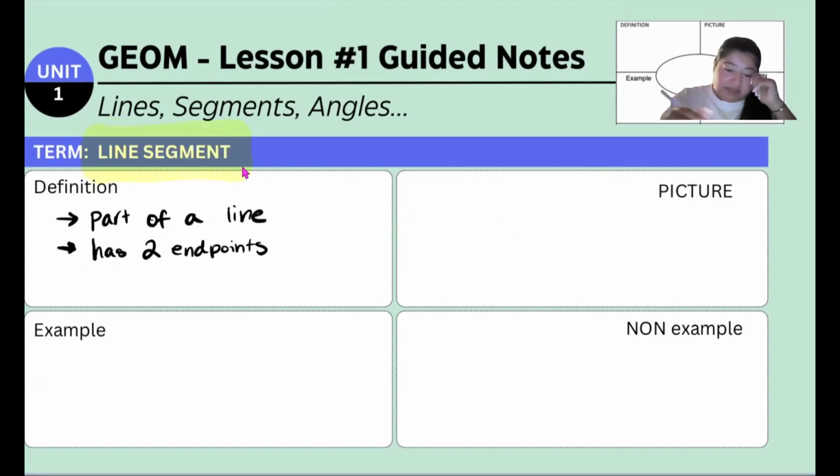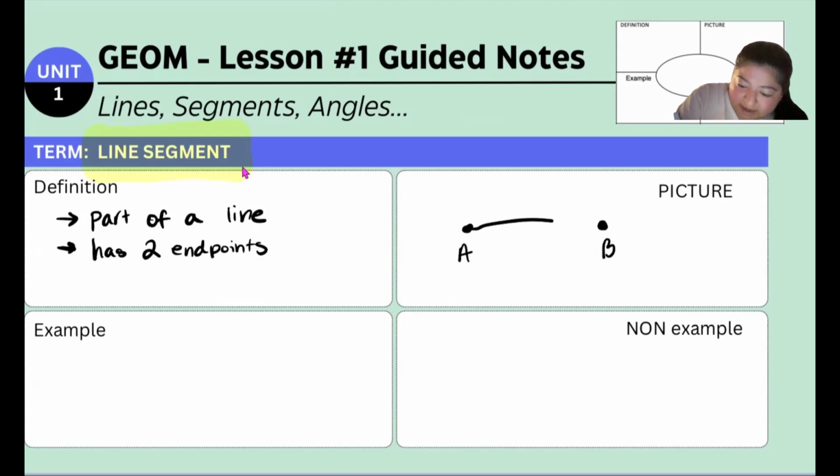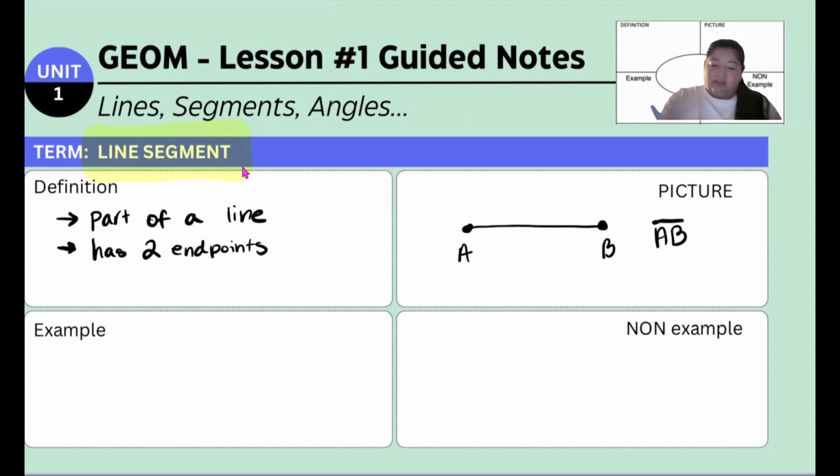Okay, so we're gonna draw a quick picture. What does that look like? It is a part of a line. So it has 2 endpoints. So let's say this is A and B. They're connected here. Gonna try and draw it a little straighter. That is a line segment. Now, we're going to talk about notation. That is what we call this line. This is line segment AB.